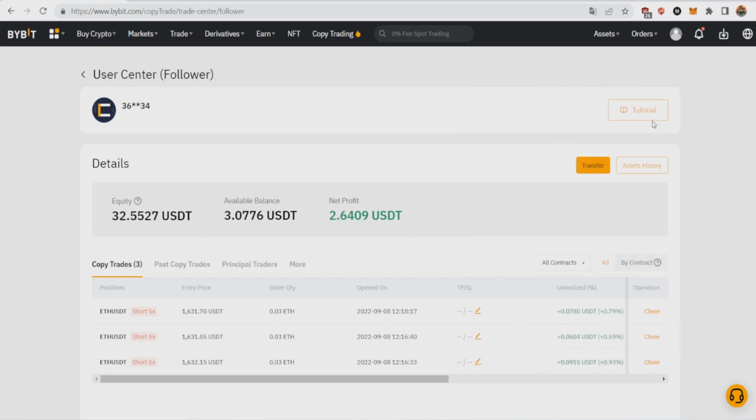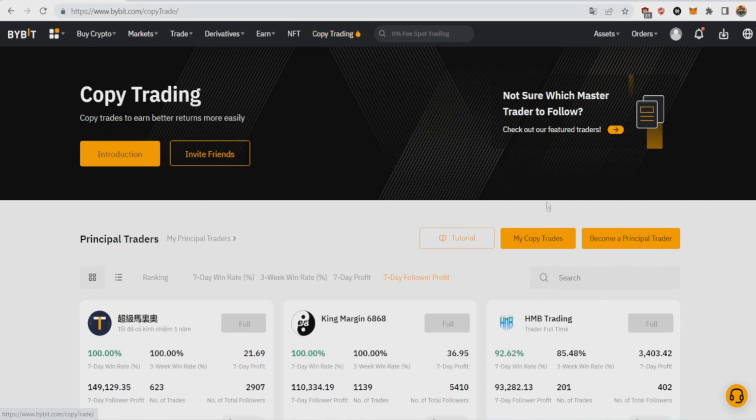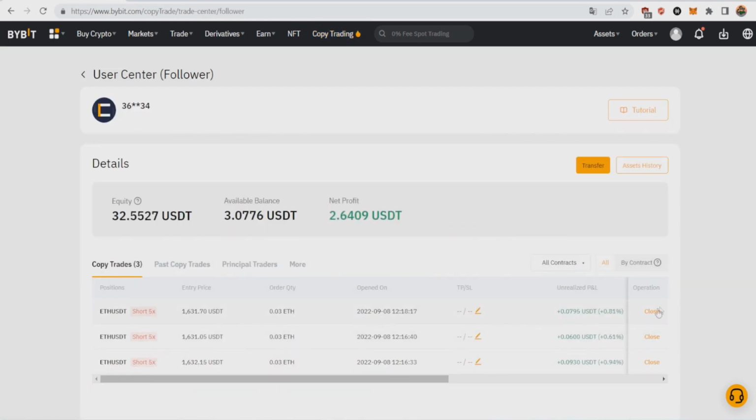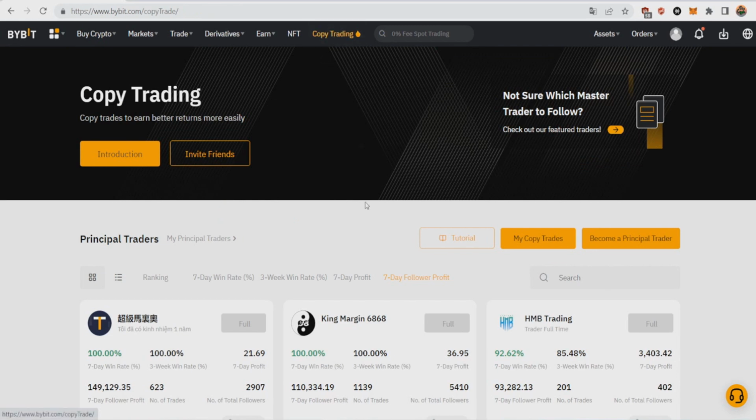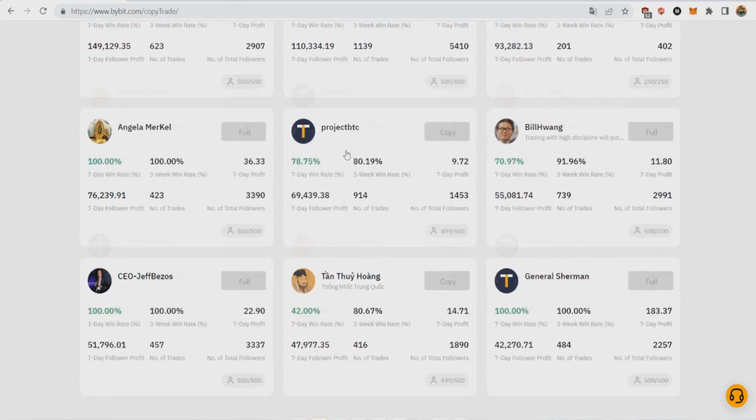And also, guys, if you want to close your trade, you can decide yourself. What you're gonna do is just go to copy trading and then my copy trade. Then you're just gonna click close, and you close when you want, because in a copy trade the host or the master closes it, but you can also decide to close. And if you want to change your copy settings, just go to copy trading and find the guy you're following.